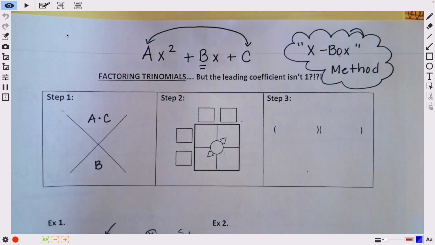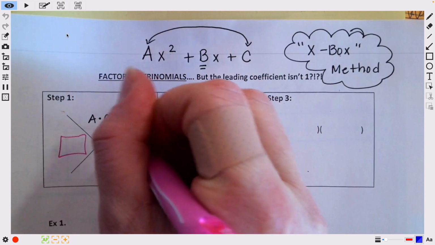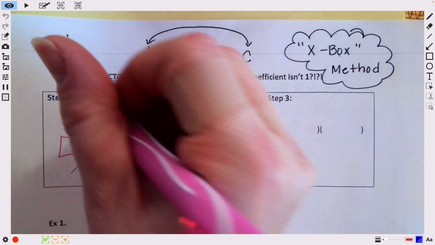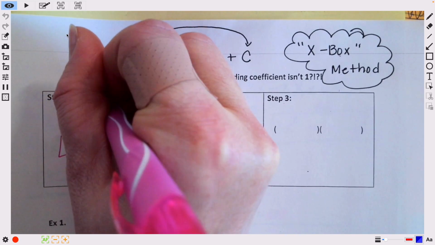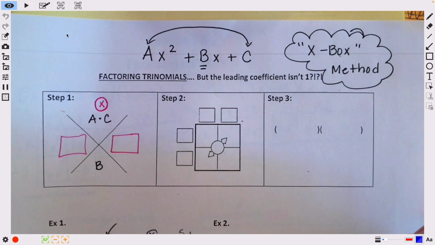Your side terms, here and here, have to... wait, I gotta think, sorry.